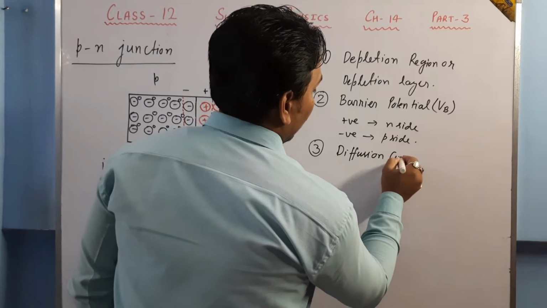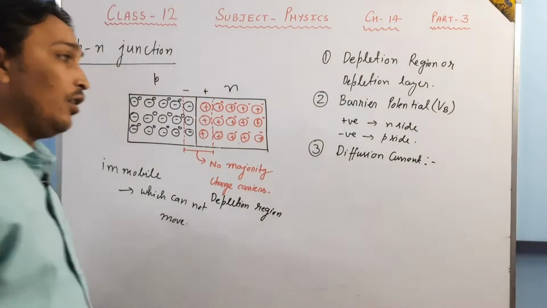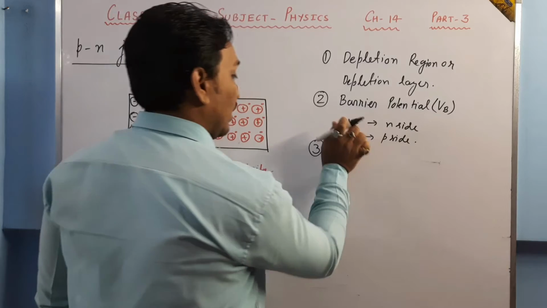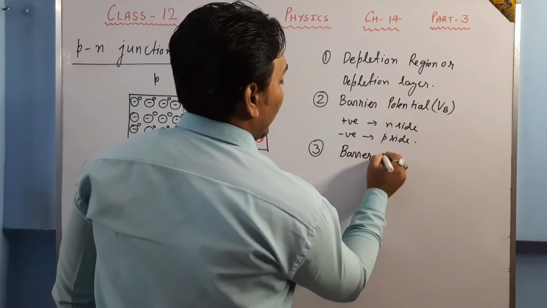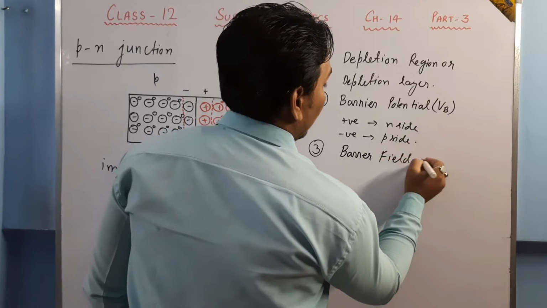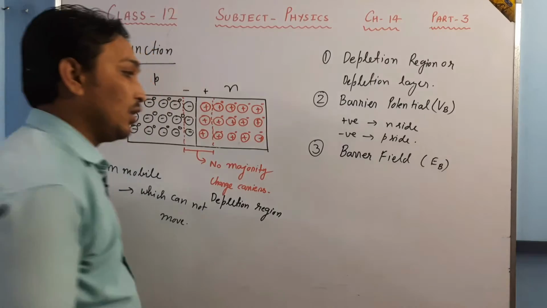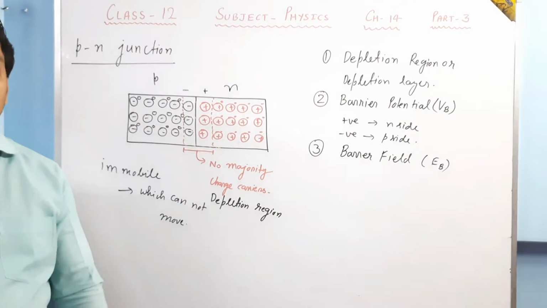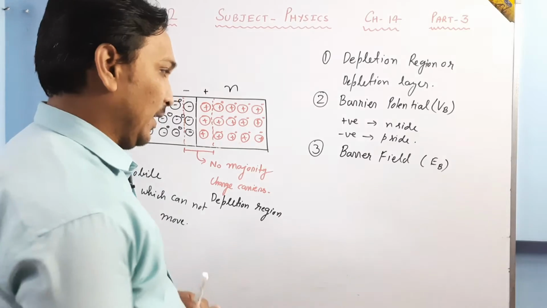Diffusion current. What is diffusion first of all? Okay, one more thing related to barrier potential. We study one more thing. Let me do that once again. That is barrier field. Barrier field is electric field which obstructs the flow of electrons. Due to this potential difference, one electric field is also created, and that field is called barrier field. It stops further diffusion of electrons.